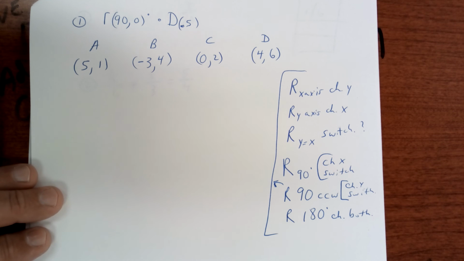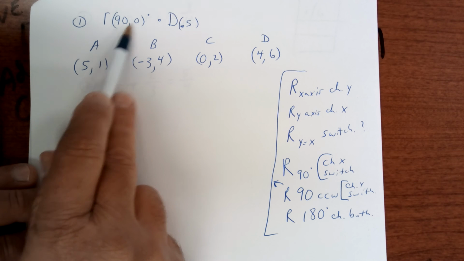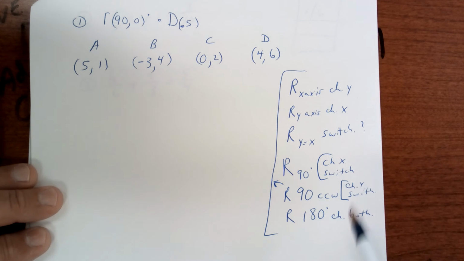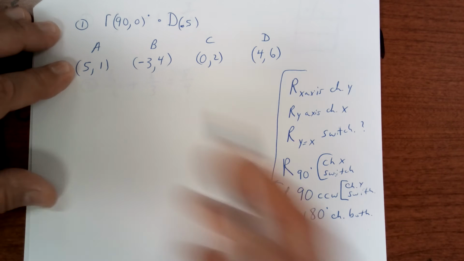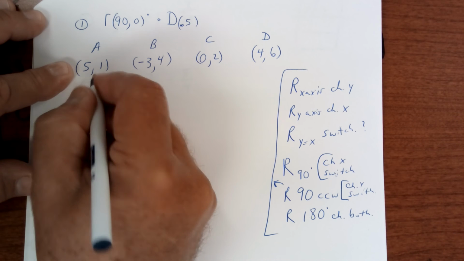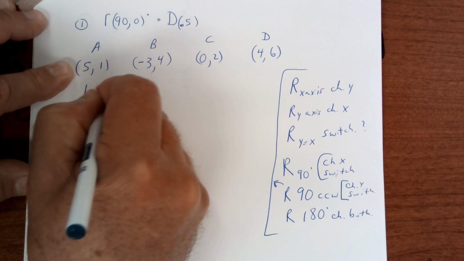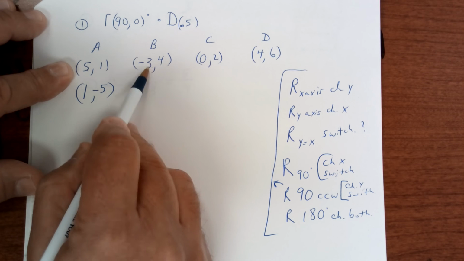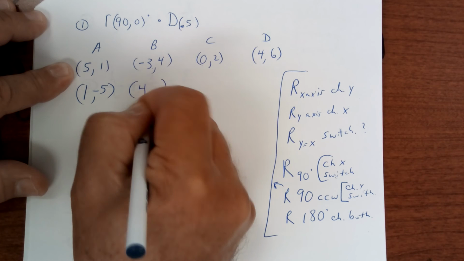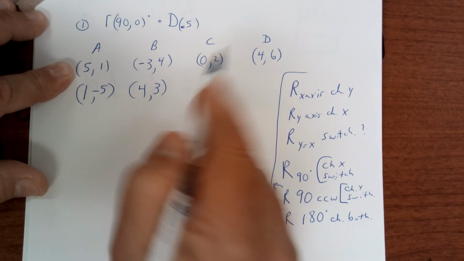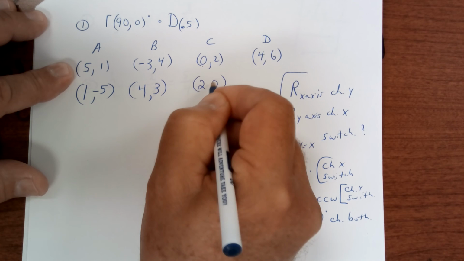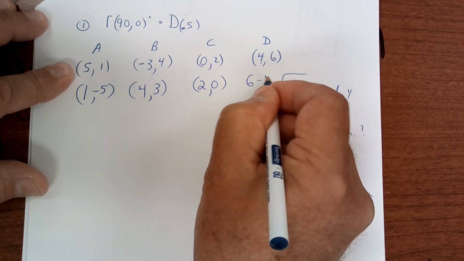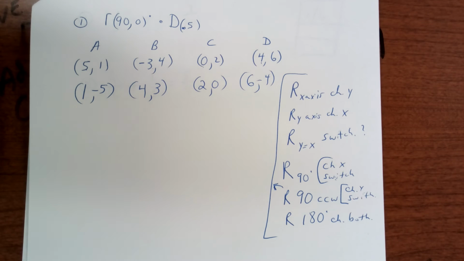You're going 90 degrees rotation about the origin. Now it doesn't say which way, so it's got to be clockwise. It's got to be this one. So you're going to change the x first and then switch. So you're going to get 1 and -5, because when you change that, it becomes a negative. When you change this, it becomes a positive, and then switch. When you change 0, it still stays as 0. This one, when you change 4, it becomes 6 and -4. All right, so we did the first part.